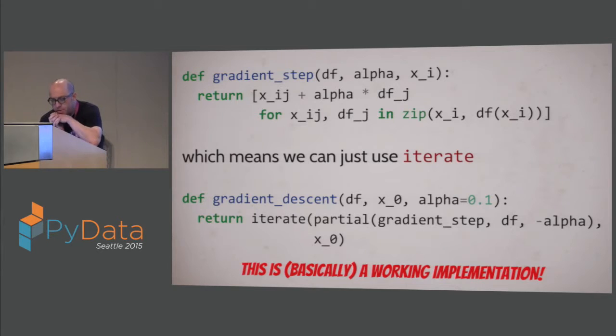So what is this gradient descent doing? It's saying, let's iterate that function, which takes a point and maps it to the next point, on the starting point. So you get the starting point, the next gradient step, the next gradient step, the next gradient step. So this is 6 lines of code, and it would probably be 4 lines of code if I used a smaller font, which I did not do because I care about your eyesight. But this is basically a working implementation of gradient descent right here.